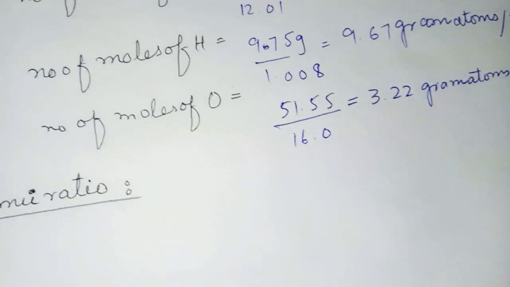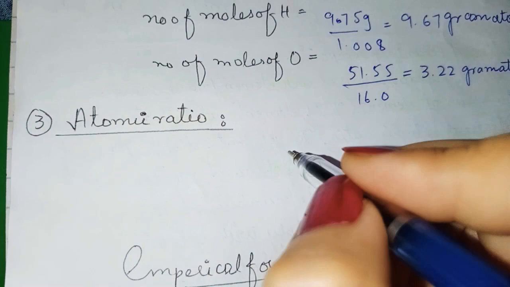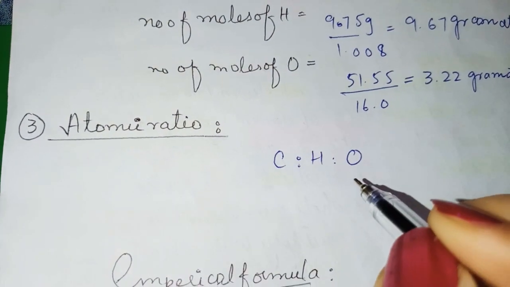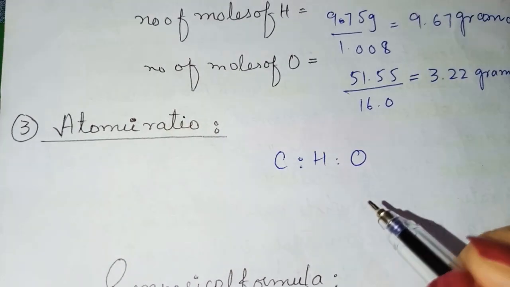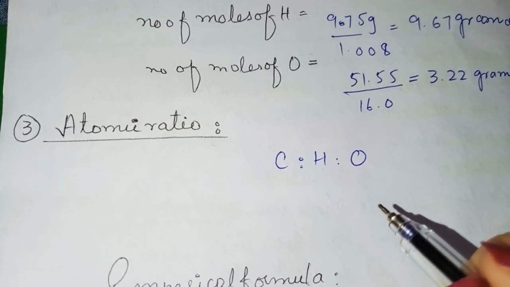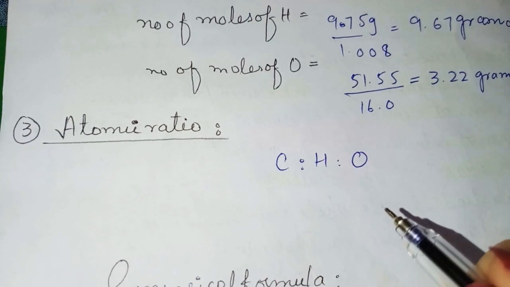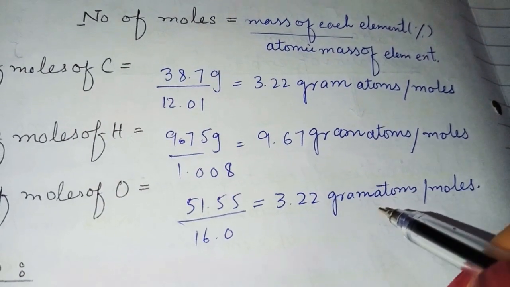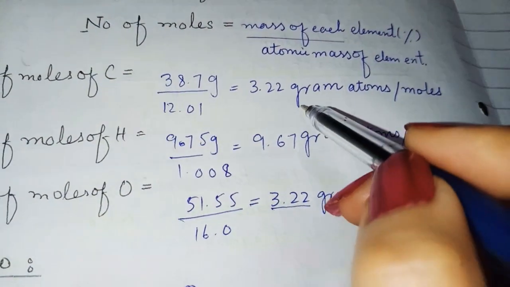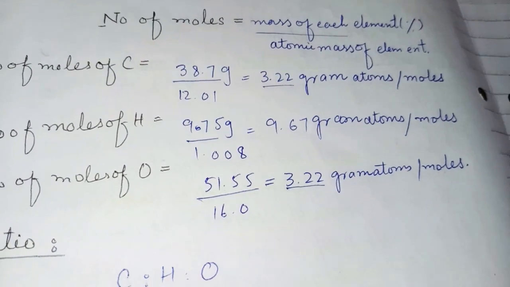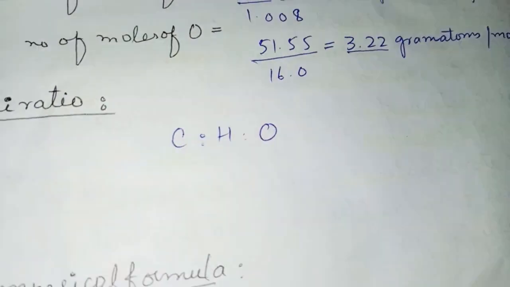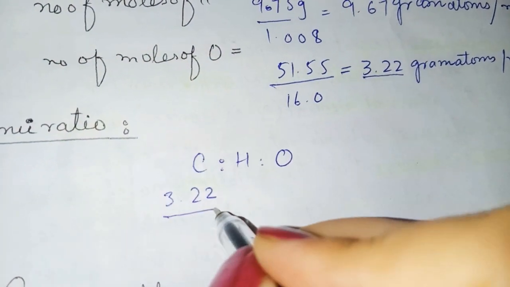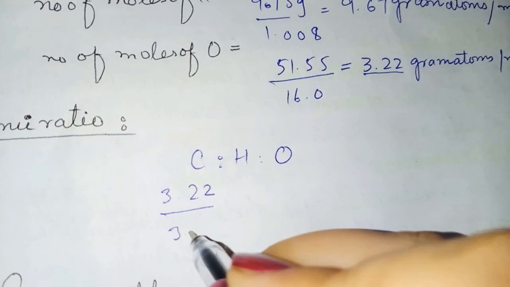Now the next step would be the atomic ratio. So for the atomic ratio, just write it down in ratio form. Now what you have to do is divide the number of moles of each element by the smallest number of moles. So here you have to identify which one is the smallest number of moles. Of course, 3.22 is the least number of moles. So in order to find the atomic ratio, you divide each number of moles by the smallest number of moles.